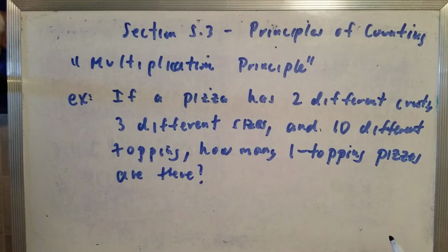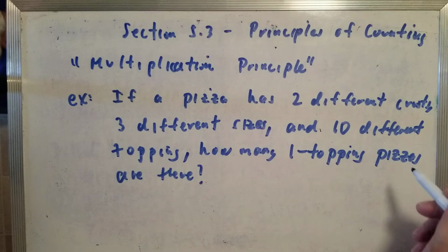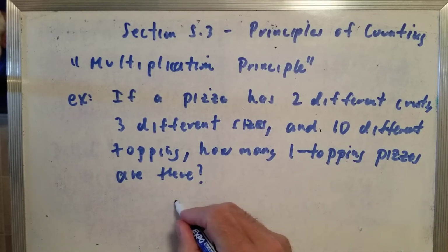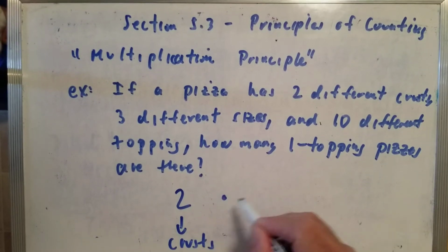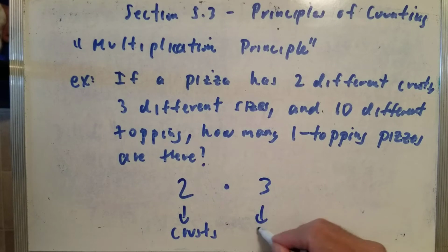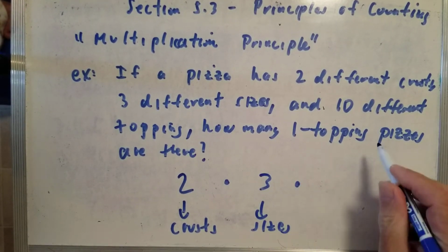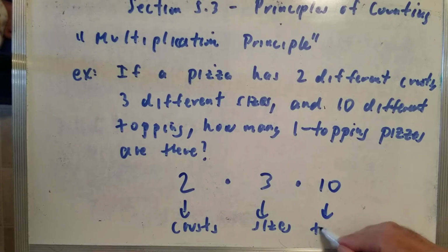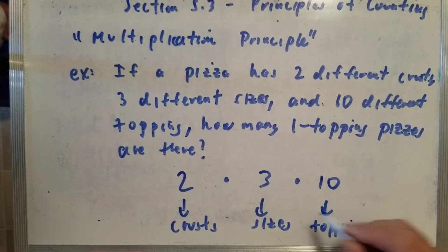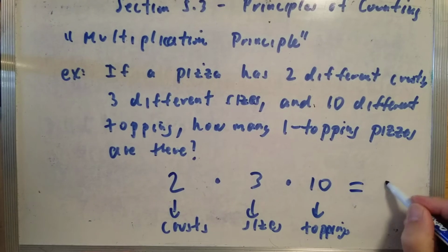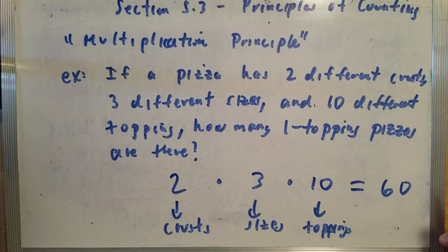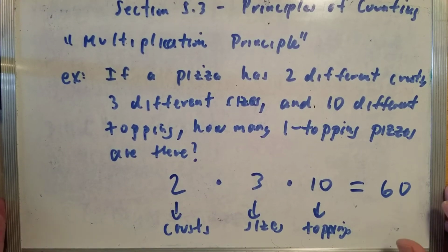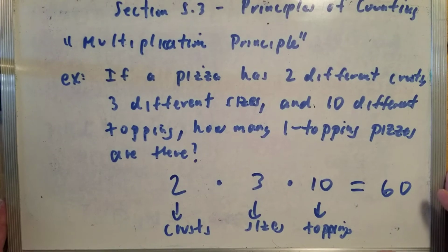Well, this is an example of the multiplication principle. We're going to multiply these numbers together. So the number of different one-topping pizzas there are is 2 for the two different crusts times 3 for the different sizes times 10 for the different toppings. And you should use your calculator, but 2 times 3 is 6 times 10 is 60. So there's 60 different pizzas if there's 2 different crusts, 3 different sizes, and 10 different toppings, I mean one-topping pizzas. That's called the multiplication principle.